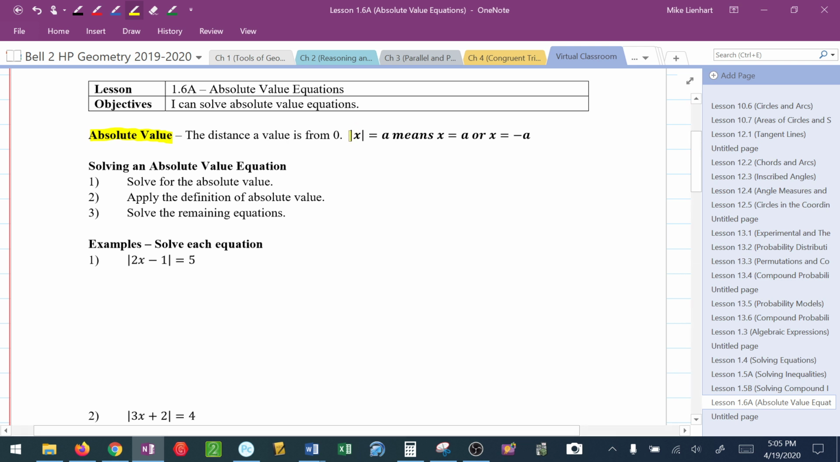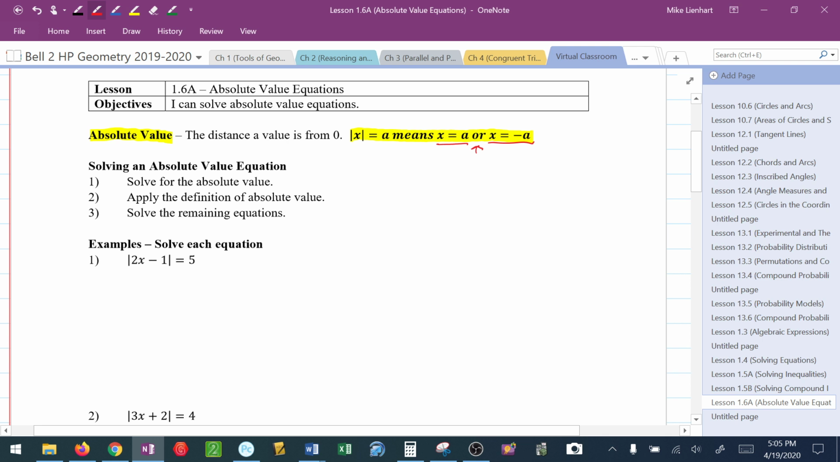It says the absolute value of x equals a means that x is equal to a or x is equal to the opposite of a. These two pieces right here with "or" in between being the key. All right? So you're going to hear me say "apply the definition." What I'm applying is exactly this part that I just highlighted.